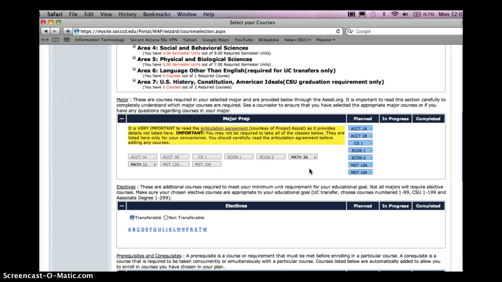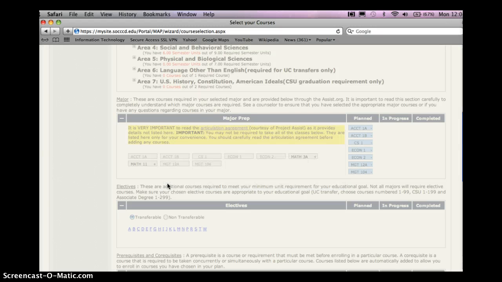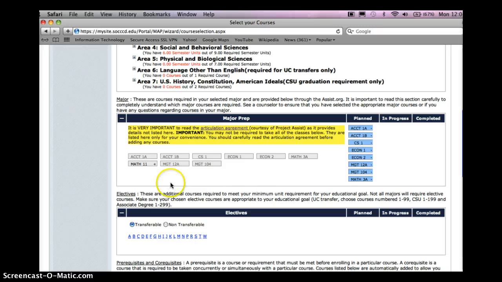You want to be very careful with doing that. This is where students start to get confused when they're developing their plan. So let's say I select Math 3A. The system is telling me, hey, you want to take Math 3A, but there's a couple of prerequisite courses you need to take in order to do that. Math 2, Math 24, Math 253. Again, it's noting this because I don't have a placement exam with this record. This might be different because, of course, you as students are required to take placement exams. Math 3A and the appropriate prerequisite courses are now dropped into the plan.